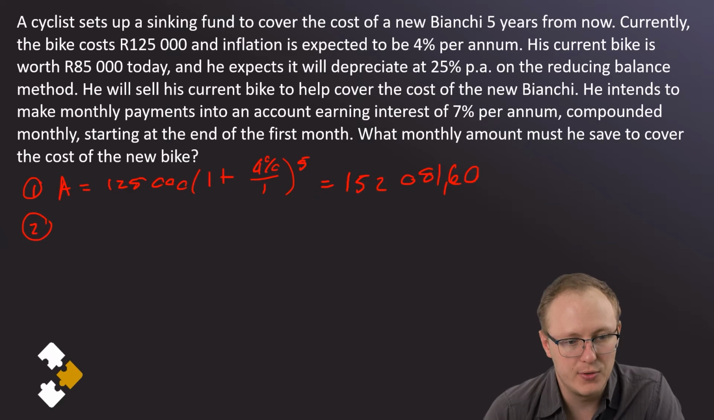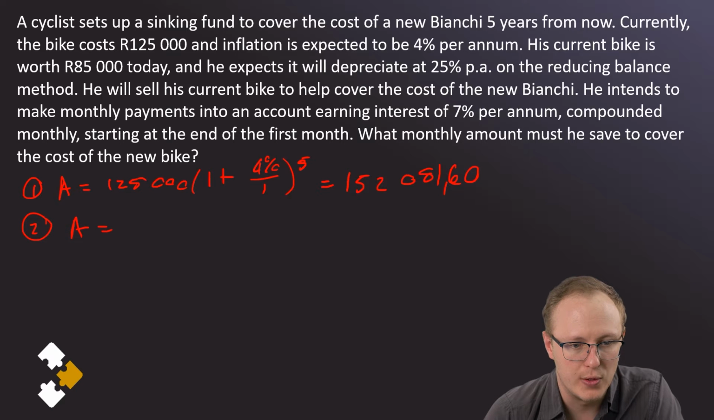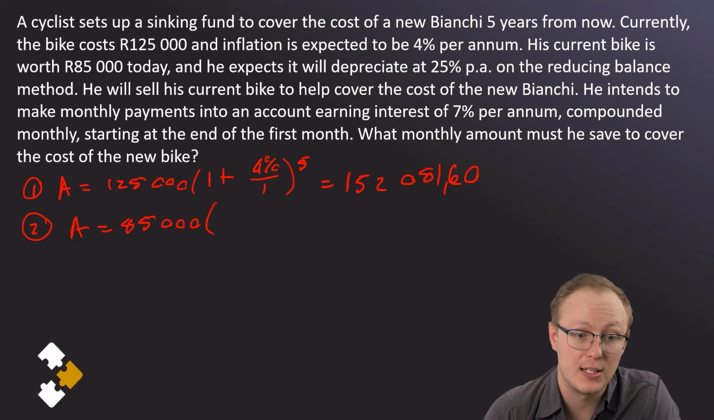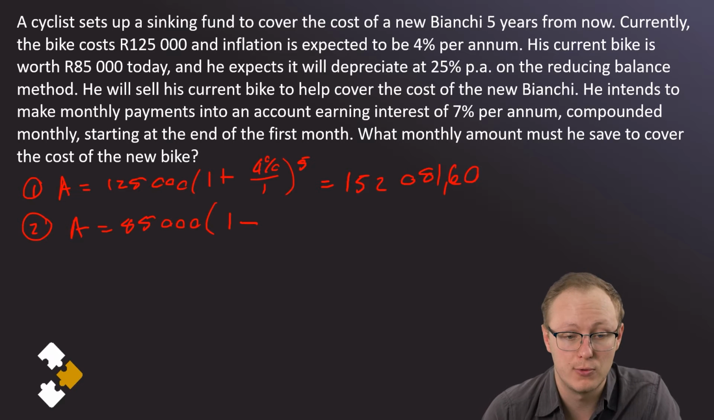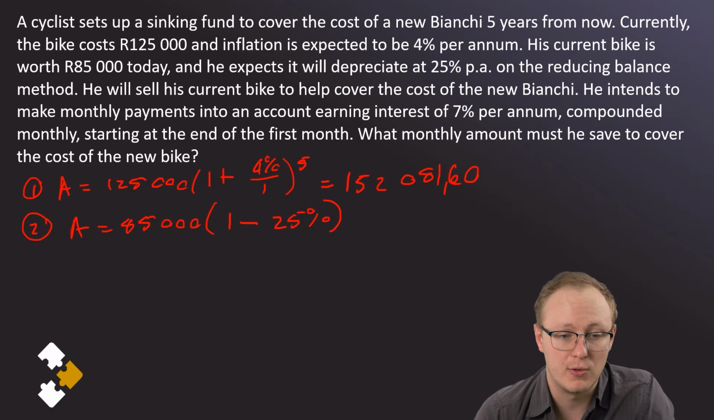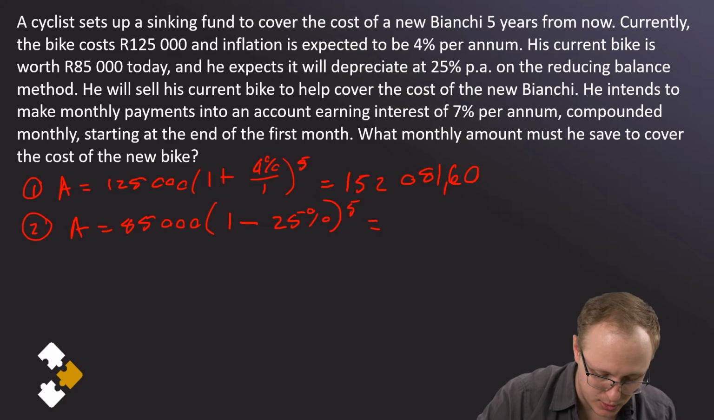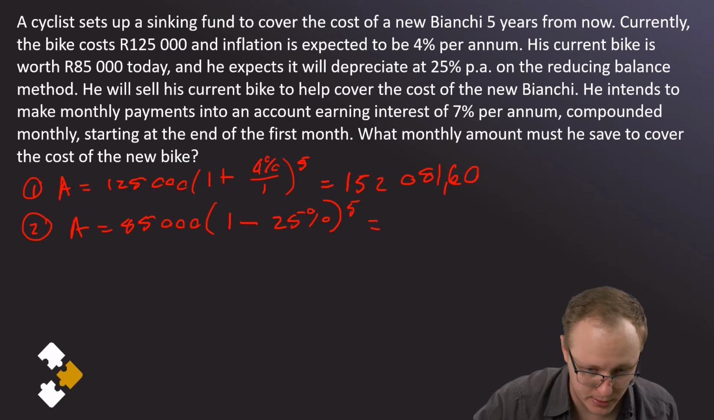So then we need to figure out, well, what can we sell the other bicycle for, right? So that bicycle is worth 85,000 Rand now, right? But we expect it is going to depreciate at 25% per annum on the reducing balance method. So now we've got to use a minus here for the depreciation, and reducing balance means it's going to be compound, which means that the exponent is still going to be the number of years because it's annual. And now we can find out what that poor bicycle is going to be worth. So 1 minus the 25% to the power of 5.